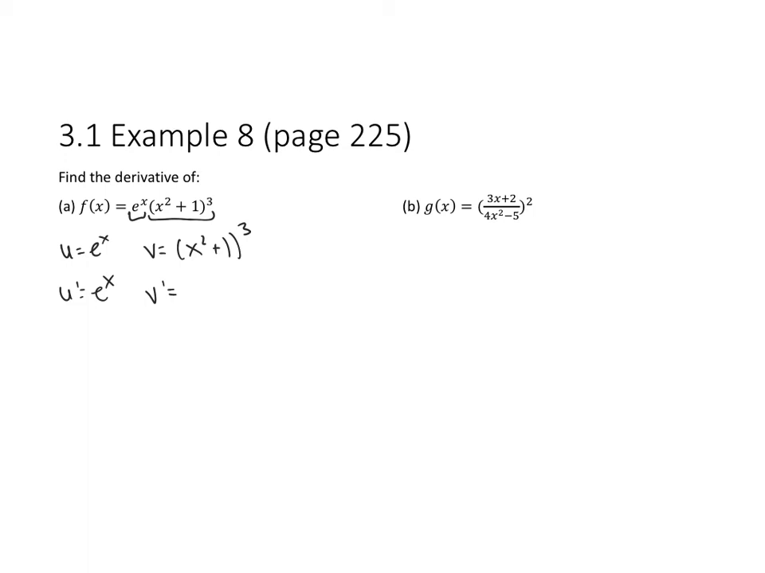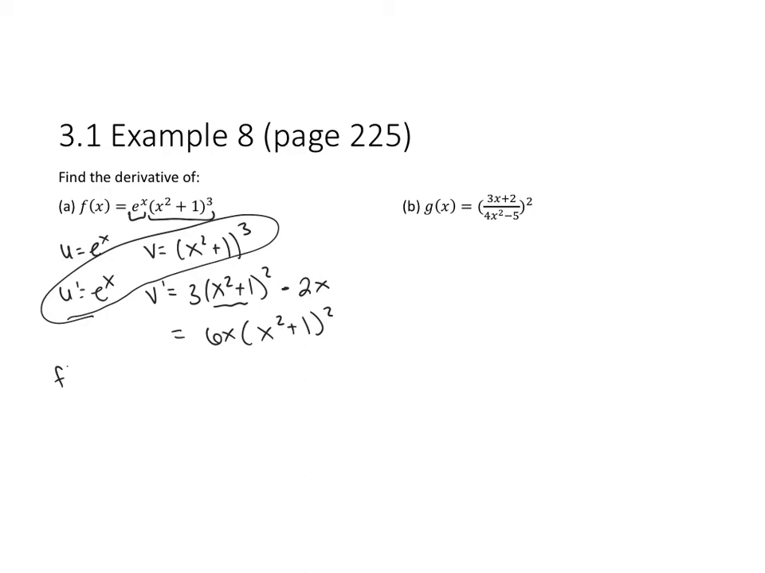And let's go over v prime. This is where our chain rule takes place. So the 3 comes out, and we get x squared plus 1 squared times the derivative of the baby, which is 2x. So I'm going to simplify that to say 6x times x squared plus 1 squared. Now I'm going to do the product rule, and I multiply those two together. So e to the x times x squared plus 1 cubed plus e to the x times 6x times x squared plus 1 squared.